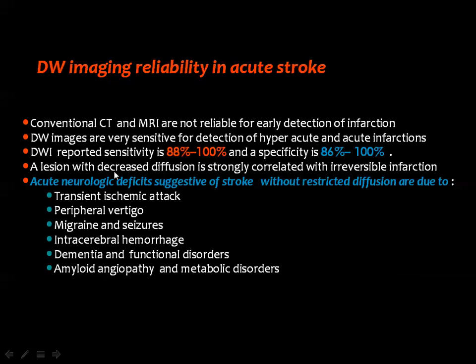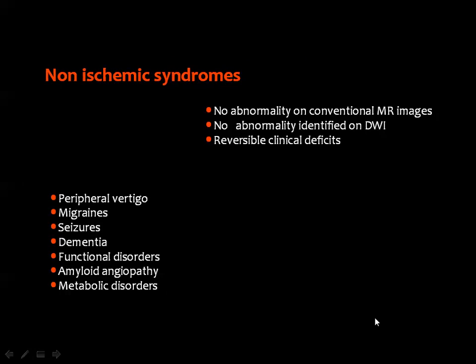A lesion with decreased diffusion is strongly correlated with an irreversible infarction, but sometimes you get reversible lesions. Acute neurological deficits suggestive of a stroke without a lesion, meaning that you get no diffusion restriction on DWI, include the transient ischemic attacks, peripheral vertigo, migraine and seizures, intracerebral hemorrhage, dementia and functional disorders, amyloid angiopathy, and metabolic disorders.